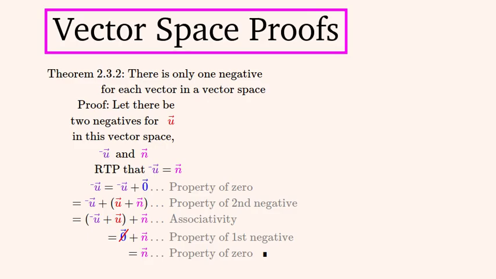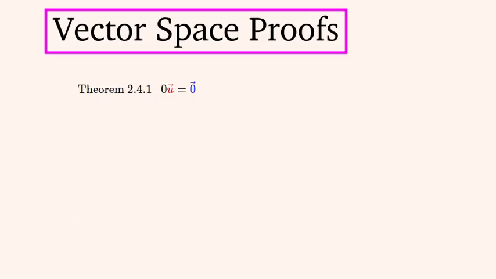There's a long chain of 6 expressions all being equal to each other, proving that these two negatives are equal to each other. So now to prove this theorem. It looks painfully obvious, but it isn't really.